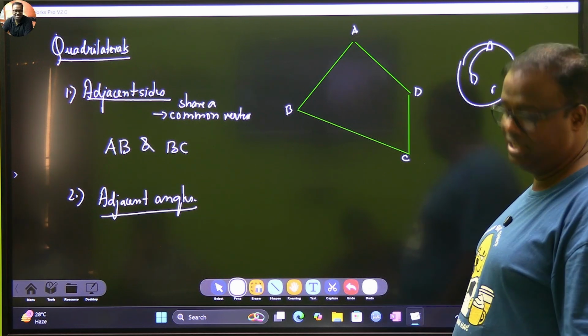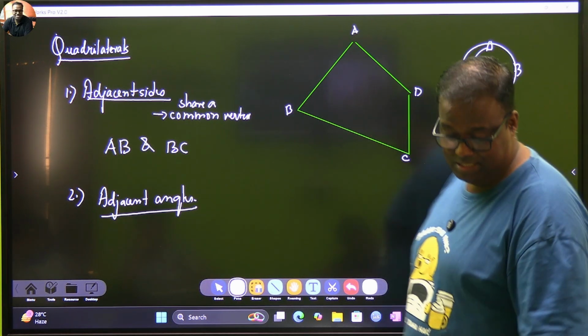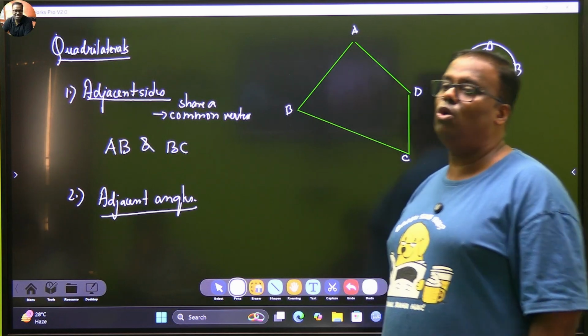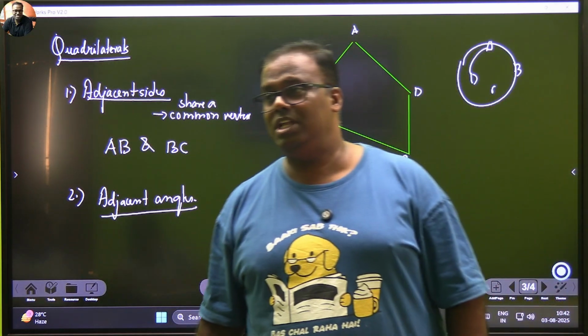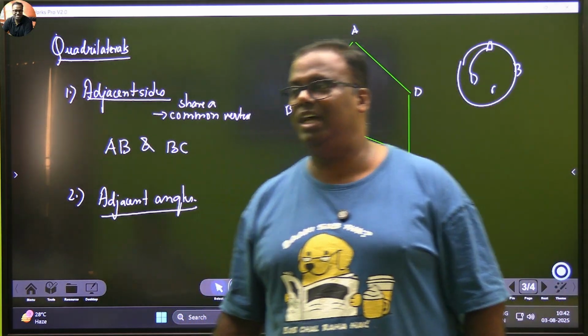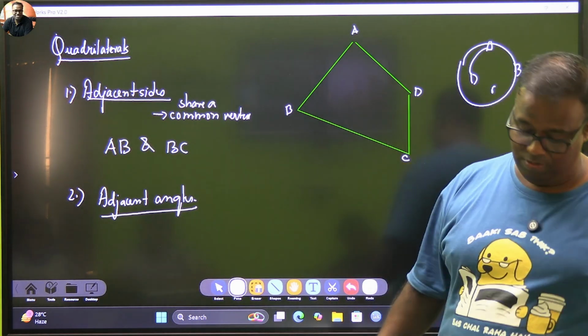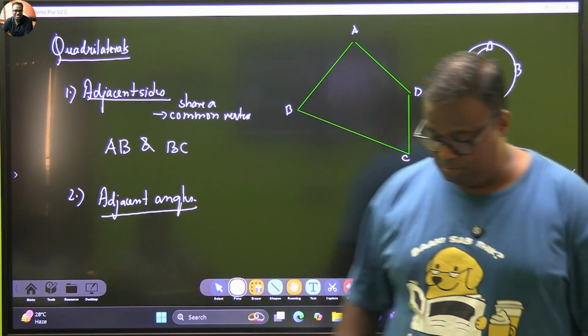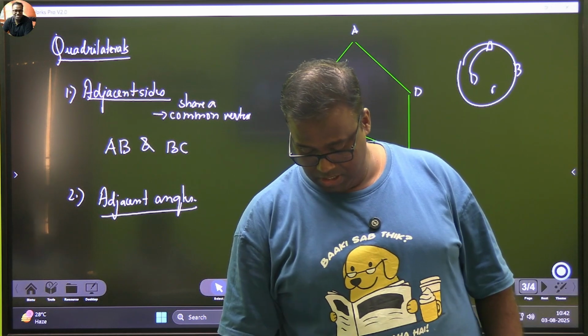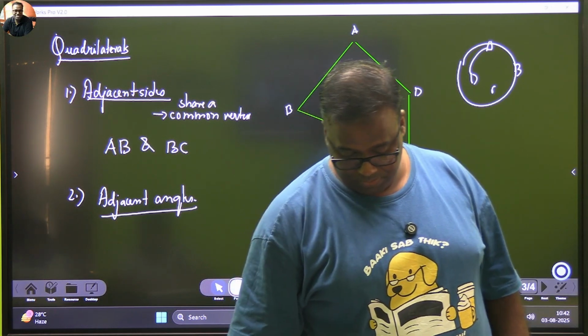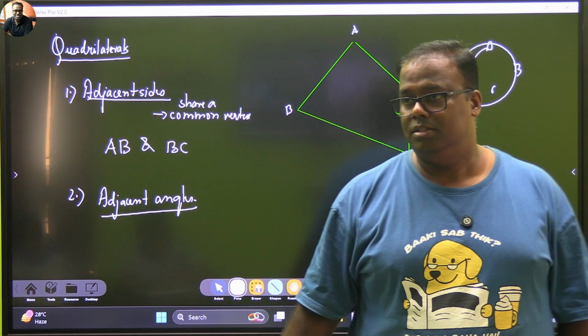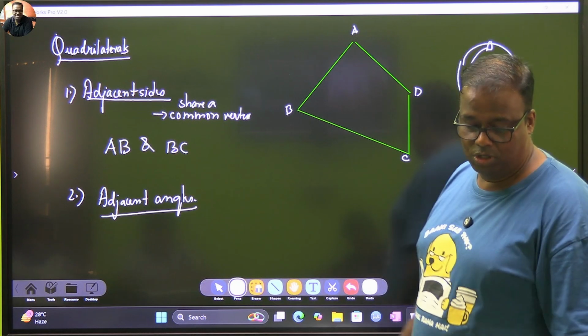Have you understood adjacent angles and adjacent sides? Now come to opposite angles. Opposite angles are always jump overs, the diagonal angles: BD and AC. So you have understood that also. Angle sum property we have already discussed. So shall we go ahead? My dear children, take out your book.